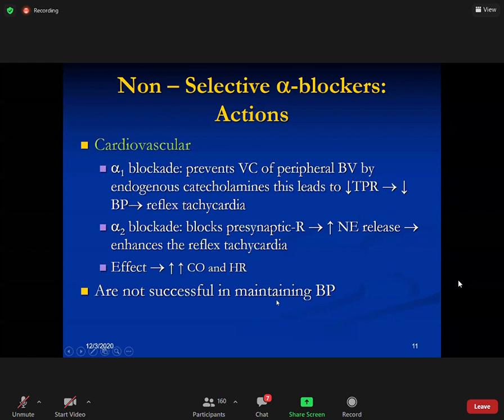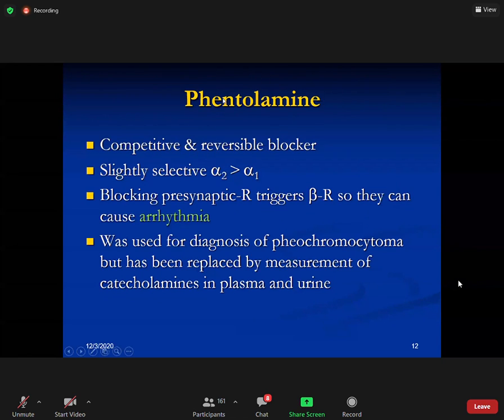By the way, those medications were the first drugs to control blood pressure, but now we can say they are not successful, and we have better and better medication. Now, let's start with phentolamine. We said it's a competitive and reversible blocker, slightly selective on alpha-2. So when it's slightly selective on alpha-2, do you think we use it in controlling blood pressure? No. Blocking presynaptic receptors triggers beta receptors, and they can cause arrhythmia, okay? Because we have more norepinephrine. When norepinephrine is there and beta is open, they might act on beta-1.